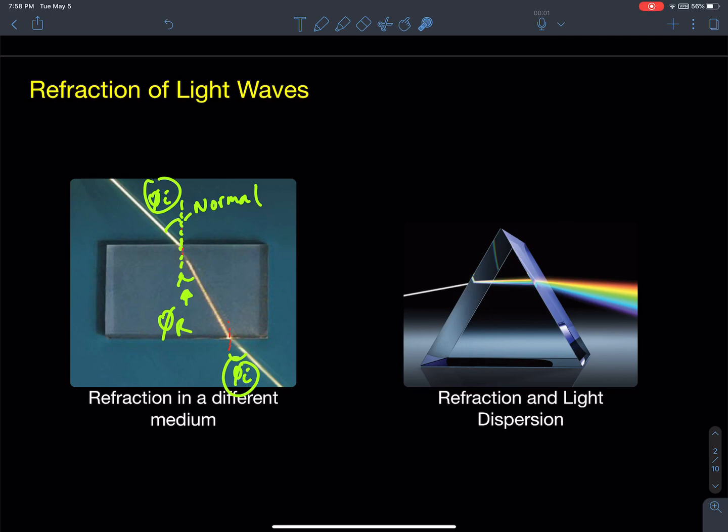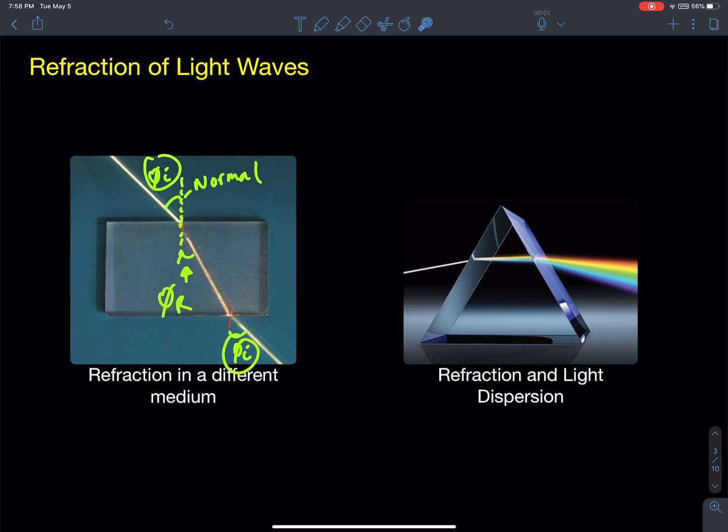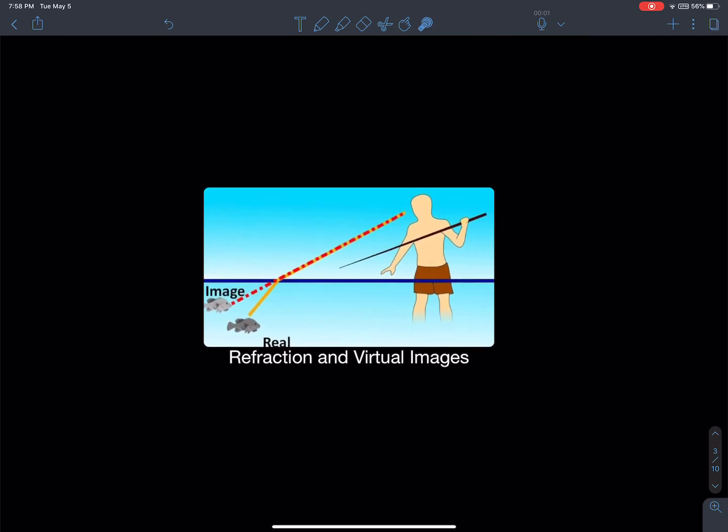But I can specifically calculate those angles of refraction using a simple law called Snell's law. And that's what we're going to be doing right now. But before doing that, just one more image. This is a very classic image that you'd see if you searched up refraction. You're always going to get this idea. And refraction causes optical illusions.